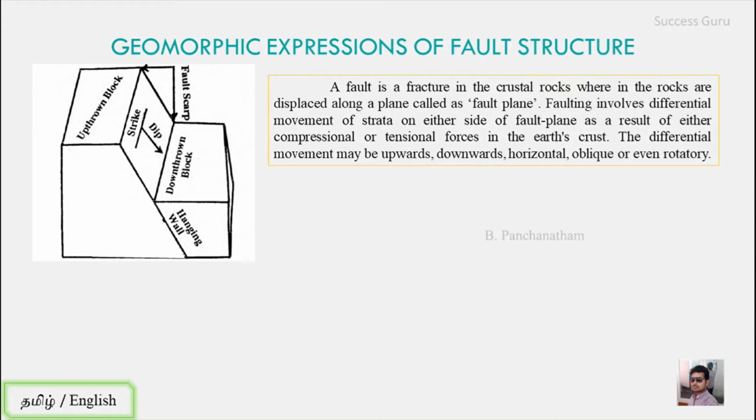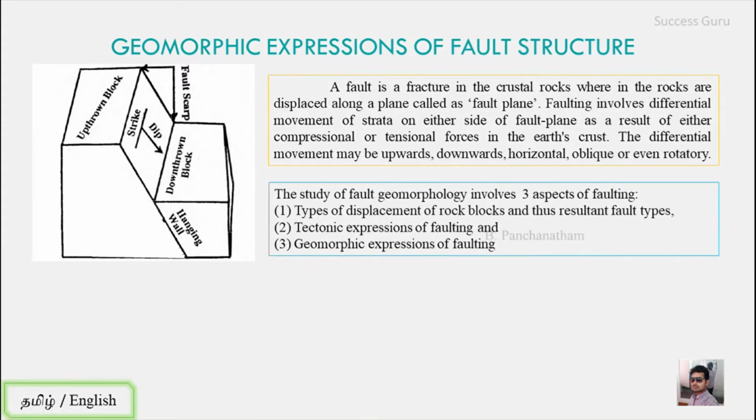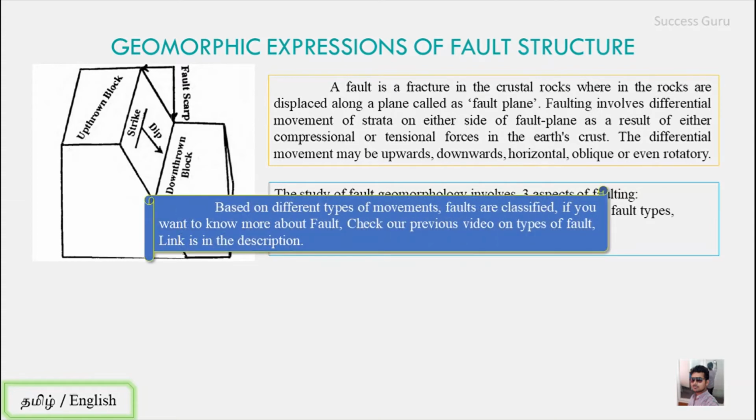So the left side sketch shows the generalized parts of the fault. You can see the upthrown block, the downthrown block, the strike, dip and all that, right? The study of fault geomorphology involves three aspects of faulting. The first one is the type of displacement of rock blocks, which results in the fault type. The second one is the tectonic expression of the fault, and the third one is the geomorphic expression of the fault.